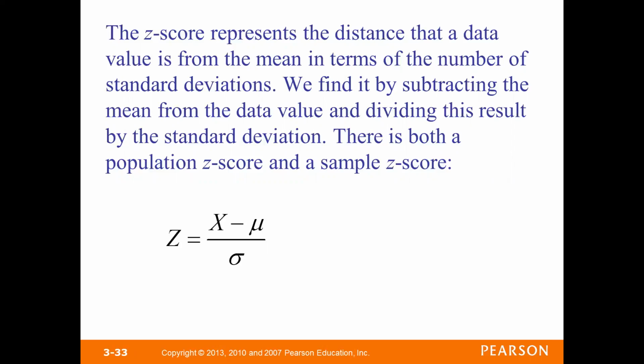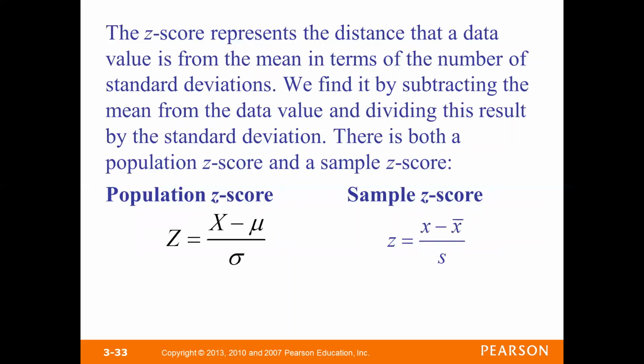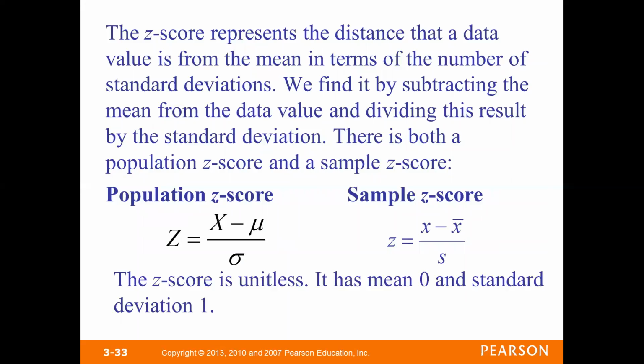The z-score represents the distance that a data value is from the mean in terms of the number of standard deviations. We find it by subtracting the mean from the data value and dividing this result by the standard deviation. There is both a population z-score and a sample z-score. Depending on what information you're given, it varies the formula a little bit.